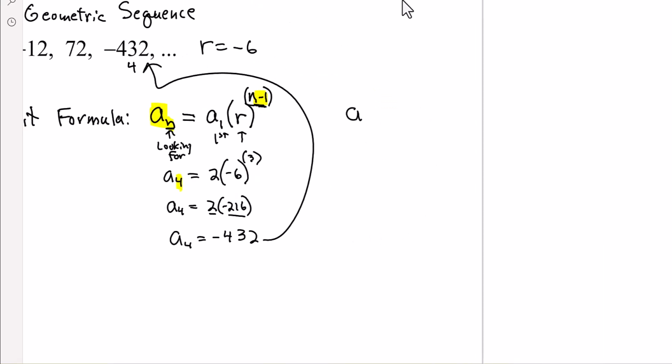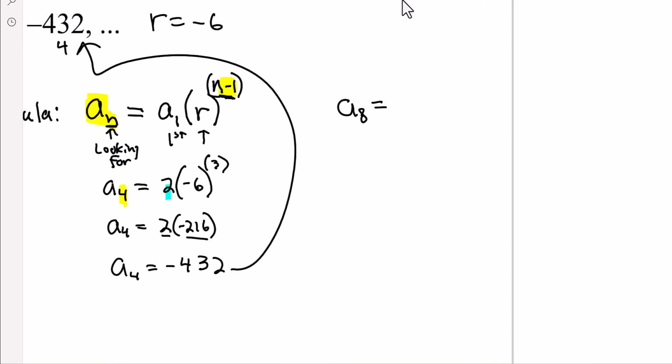So now I'm going to say a sub 8. And we already know the first term is 2 and the common ratio is negative 6. But now up here it's 8 subtract 1, which is 7. Definitely typing this into the calculator. So this is what we're going to type. 2, parentheses, negative 6, parentheses, that caret button, parentheses, not negative 7, 7, parentheses, enter.